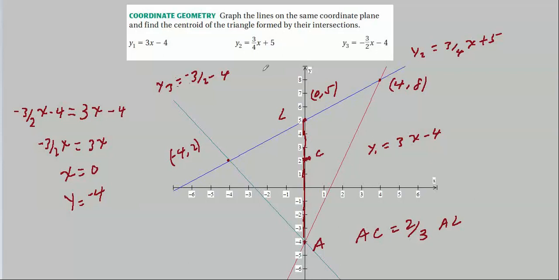Well, that's about it. Oh, and I guess I should have explicitly written that the centroid is the point 0, 2. I think that's kind of obvious from the fact that it's on the y-axis and at the point 2 here. But okay, now that really is it.